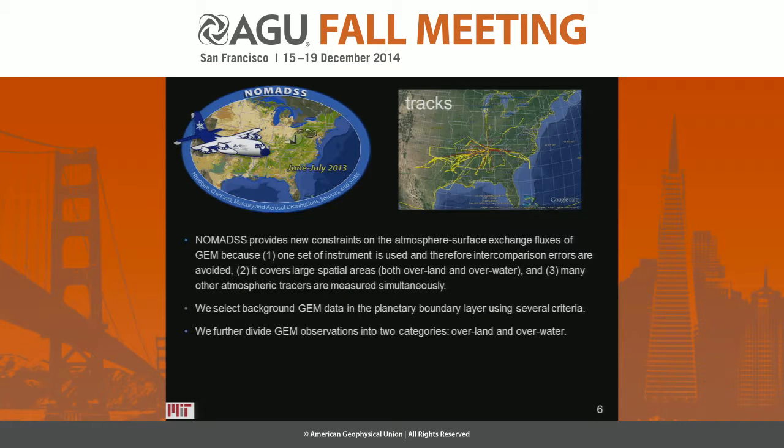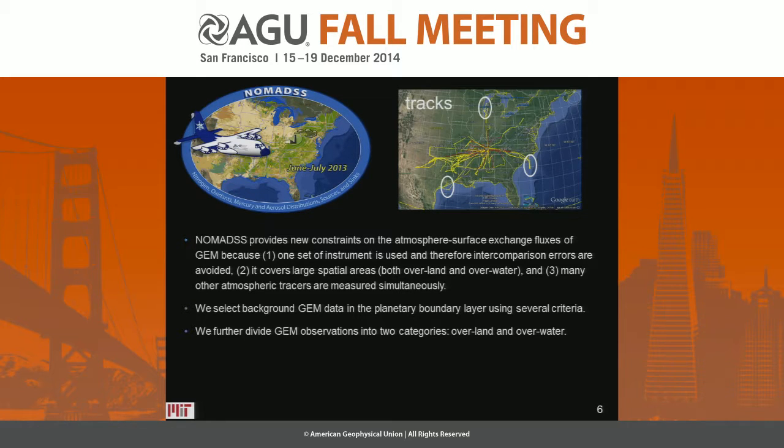The NOMADSS campaign provides new constraints on the atmosphere-surface exchange of GEM because, first, only one set of instruments by the University of Washington is used, and therefore intercomparison errors are avoided. Second, it covers large spatial areas. We measured GEM concentrations both over land and over the ocean. And third, many other tracers are measured simultaneously, which may provide additional constraints.